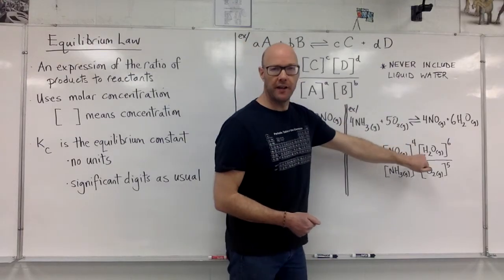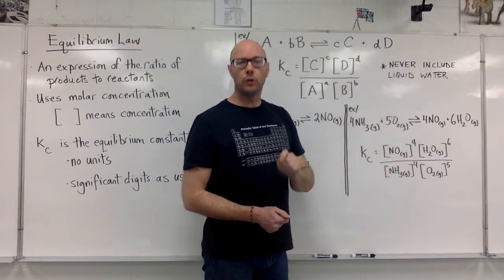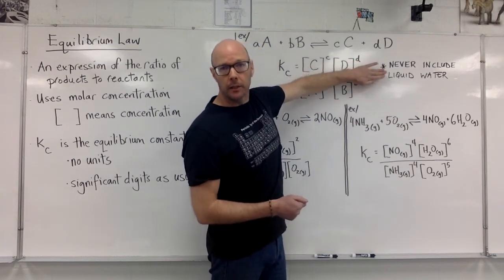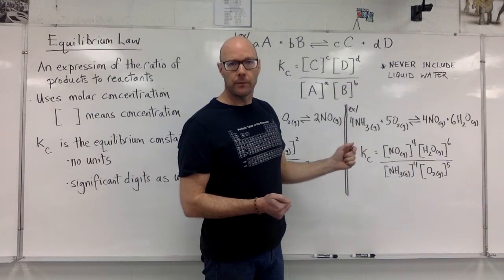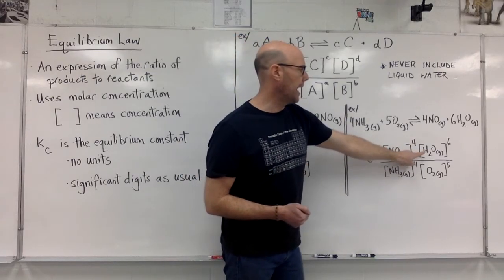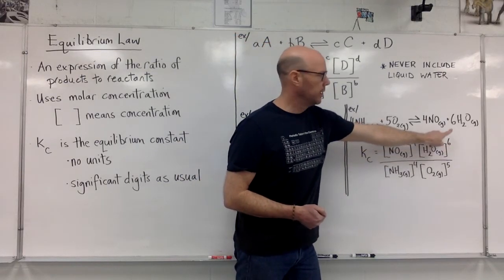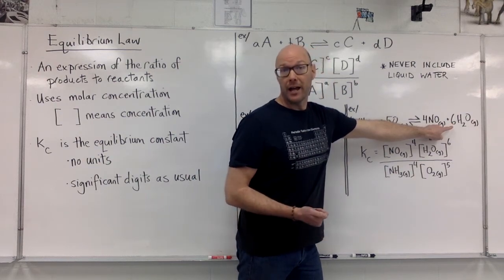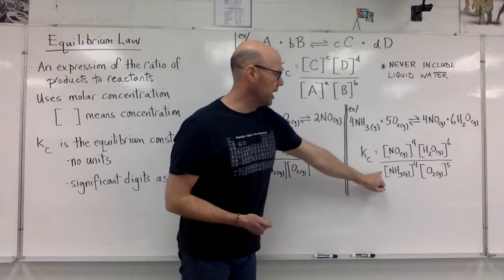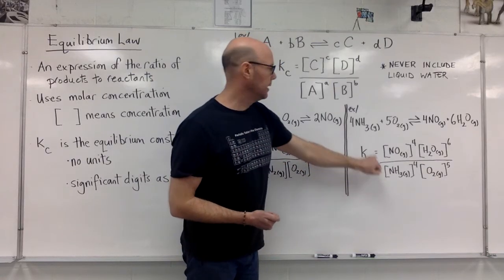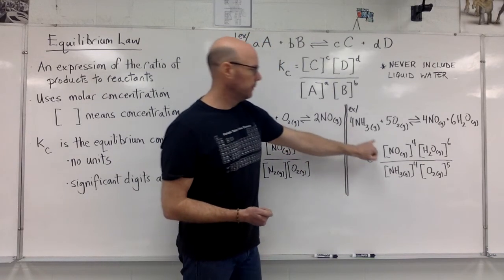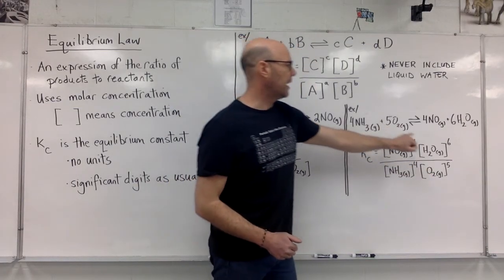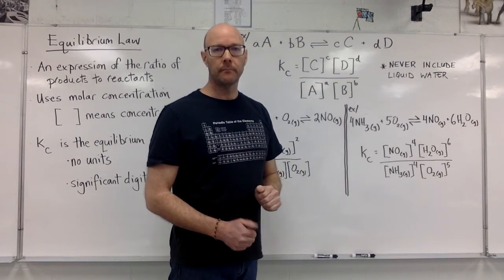Then we have the water vapor. We are going to include water vapor. It's only liquid water that's not going to be included in our equilibrium law expression. We have the H2O gas to the power of 6, because it was balanced with a 6 as its coefficient in the equilibrium reaction. This is over the ammonia, NH3, to the power of 4, and the oxygen gas to the power of 5. And I hope that helps.